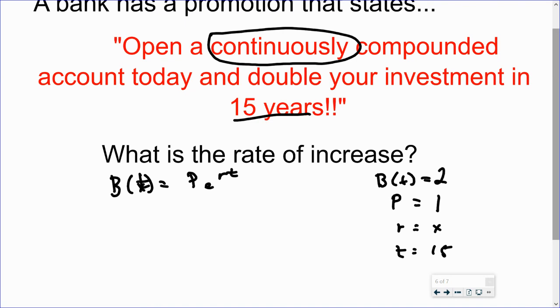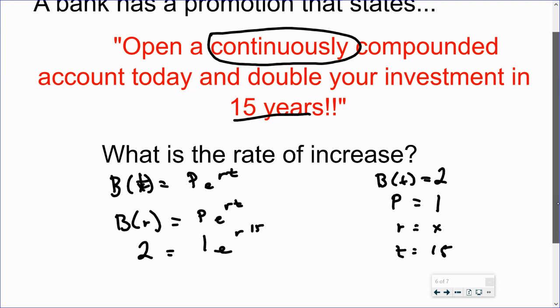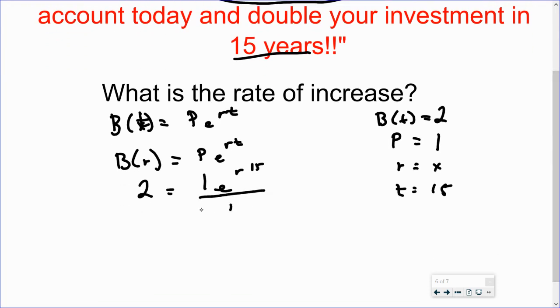So let's go back to the problem, and let's rewrite it so that you can actually read it. Since I'm figuring out the rate, the bank account is equal to P times e^(rt). So this is 2 is equal to 1 times e^(r times 15). All right, my first step would be get rid of that 1, so we divide both sides by 1. I end up with 2 is equal to e^(15r).